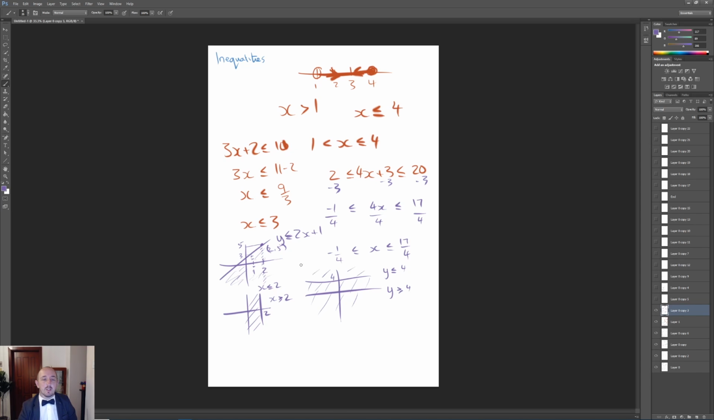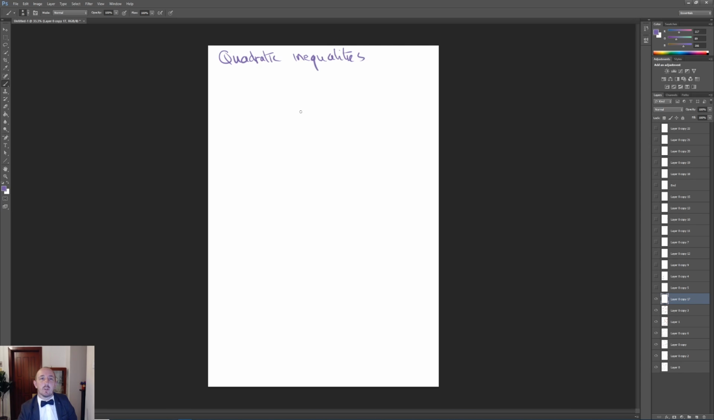Okay? And all the exam does is put these together into separate graphs that you have to try and decipher where the regions are. So you do combinations of these in your exam. The next level up for these is to have quadratic inequalities.